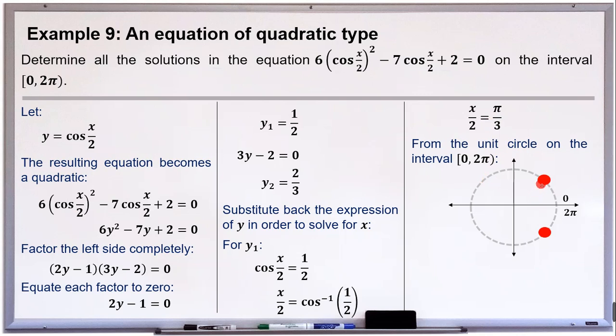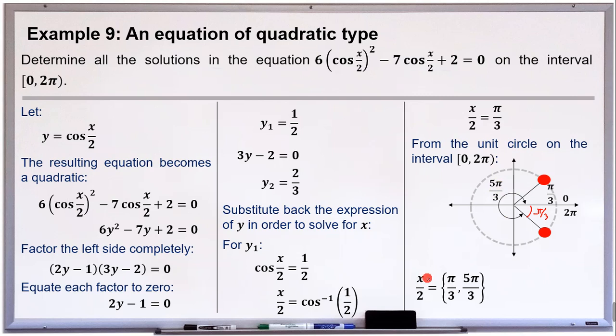So these are in quadrant 1 and in quadrant 4. So we have here the pi over 3 in quadrant 1, and we also have the 5 pi over 3 in quadrant 4. This is in standard position. This is 5 pi over 3, because this one right here is negative pi over 3. So if we have 360 minus pi over 3, that will give us 5 pi over 3.